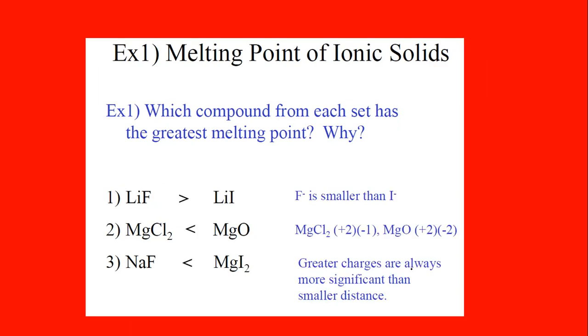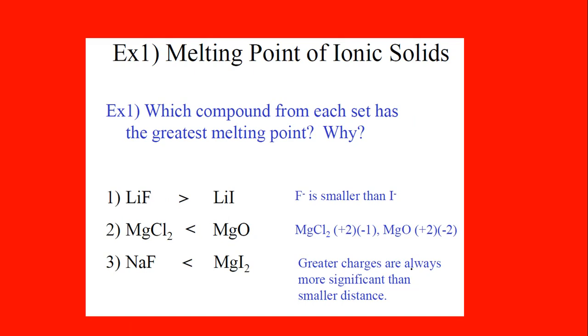Take a look at the answers here. Of course, fluoride is smaller than iodide, so lithium fluoride is going to be harder to melt. Think of it that way: lithium fluoride is going to have a closer bond, so it's going to be harder to melt. If you look at the second one, magnesium chloride has a lower melting point than magnesium oxide because, again, oxygen's energy level means a smaller distance. The distance is smaller between the bonds of magnesium and oxygen versus the bonds of magnesium and chloride.